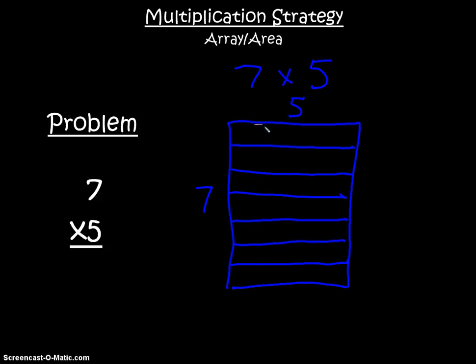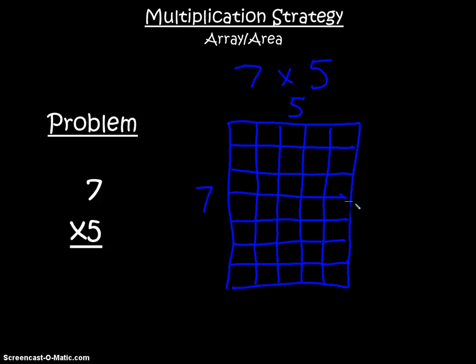And now we need 5 columns. So we're going to go 1, 2, 3, 4, and 5. So now we have a 7 by 5 rectangle. To find the answer, all we need to do is count how many square units we have in our rectangle.